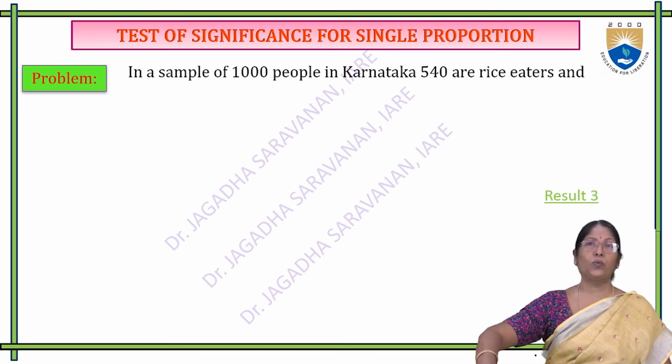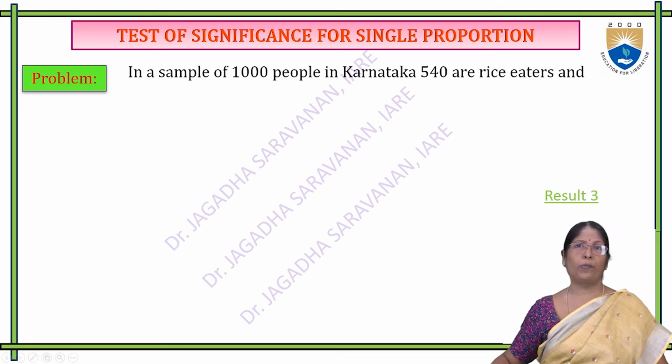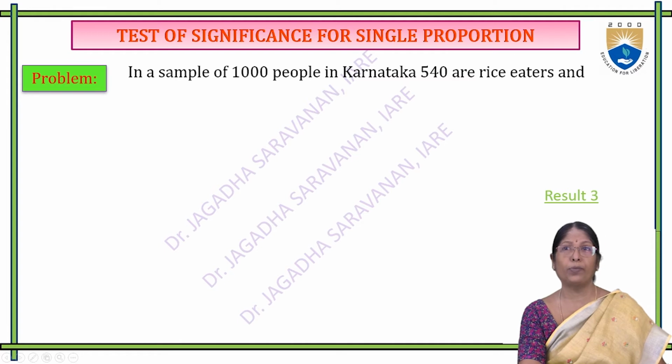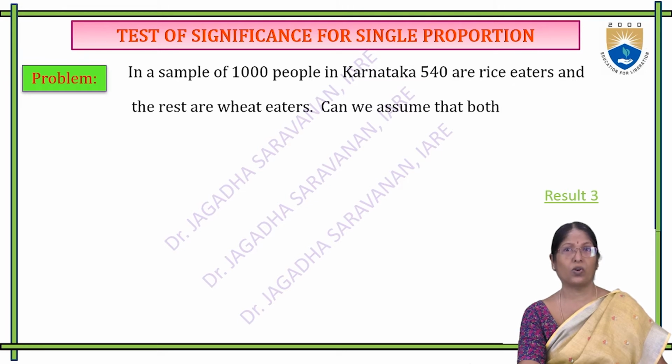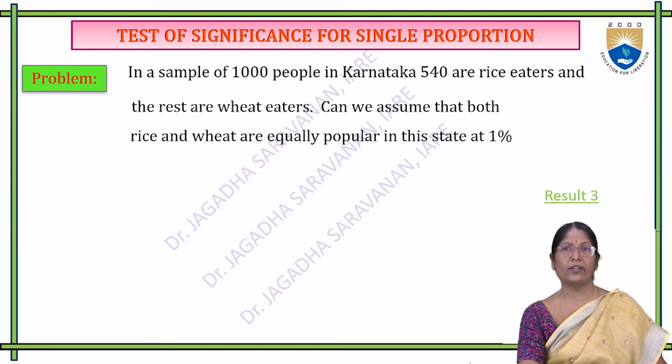So the next one is the third problem. In a sample of 1000 people in Karnataka, 540 are rice eaters and the rest are wheat eaters. Can we assume that both rice and wheat are equally popular in the state at 1% level of significance?